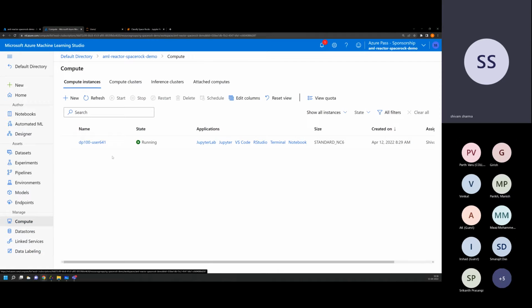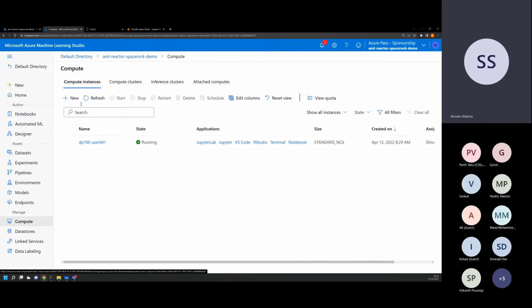I have clicked on the compute part, and this is my GPU machine over here, which is running. Other things are also there. You can look them up. I think this is the 30th session today. So in the last 30 sessions, we have covered all these things many times, so you can look up the other things over there.